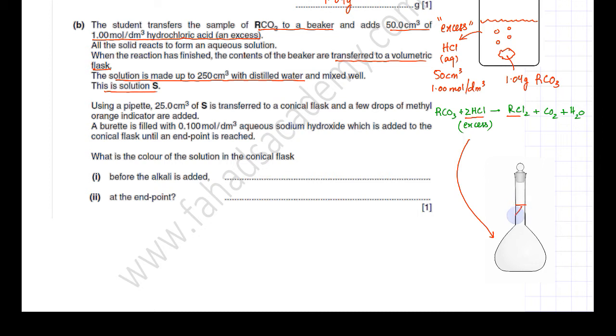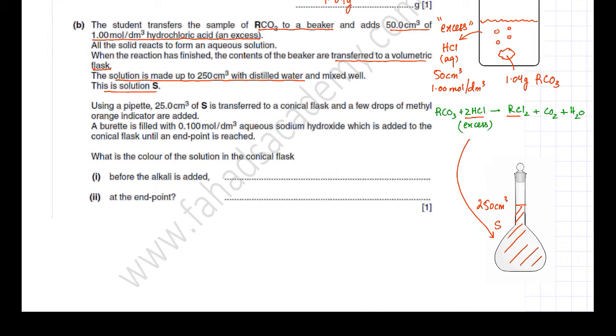So this volumetric flask is going to have a 250 cm3 mark, and I'm going to mix distilled water into it and make a solution that has a volume of 250 cm3. So now we have a 250 cm3 solution, and the name of the solution is S.